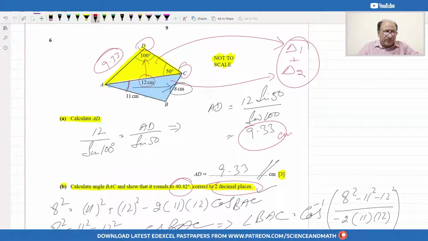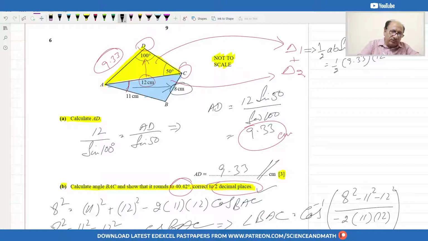The area of the triangle will be half into AB sine C. So for triangle 1, we can take half into AB sine C, and this will be half into 9.33, and B we can take as 12, and sine C we have to take the included angle, and this is 30 degrees, because the other two angles are adding up to 150, so this will be 30. So we can take sine of 30 degrees.